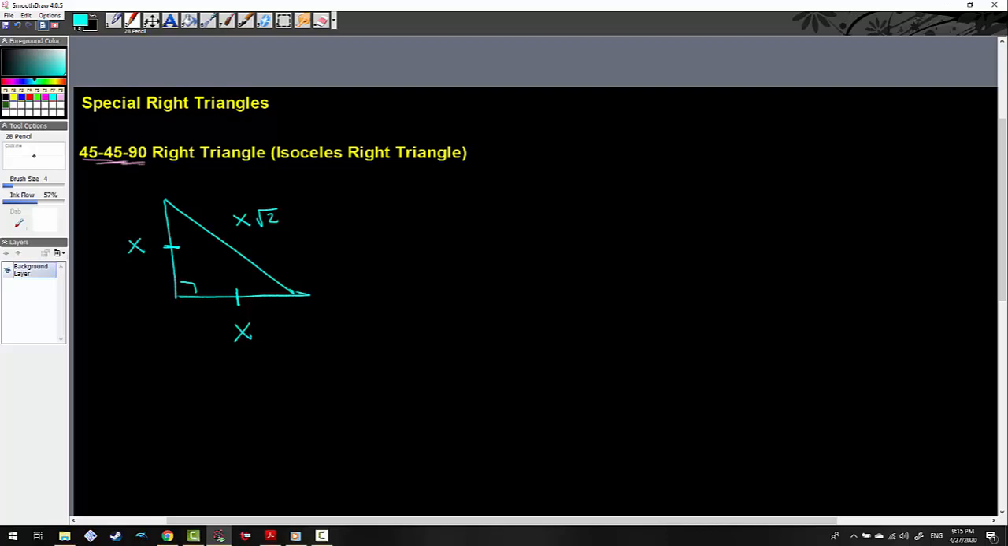Sometimes people will put it in as a ratio, and they'll say x colon x colon x rad 2. And then some people will put down a 45, 45, 90. The significance of the angles going down here is that these are the angles, the 45 and the 45 and the 90, those are the angles that are opposite those sides.